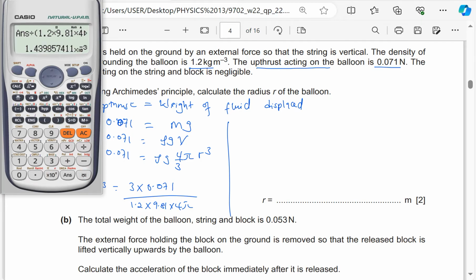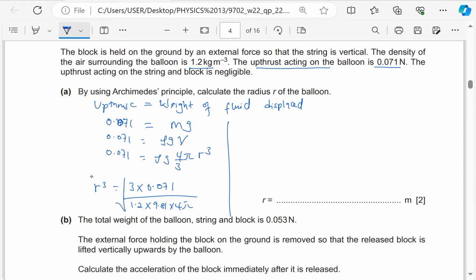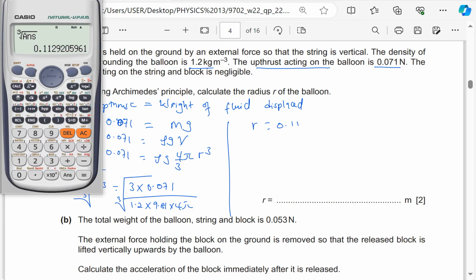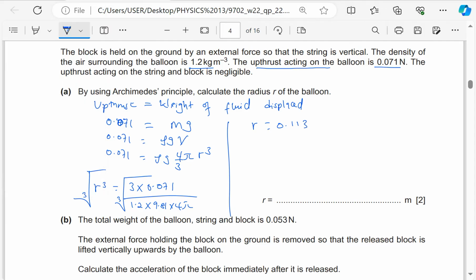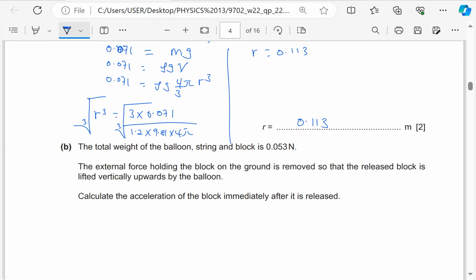Okay, so I have that, and then I will have to find the cube root. So shift, cube root of the answer, which is 0.11. So it means r is equal to 0.113. So this is 0.113 meters.